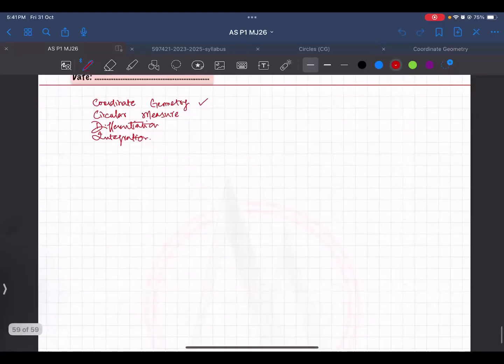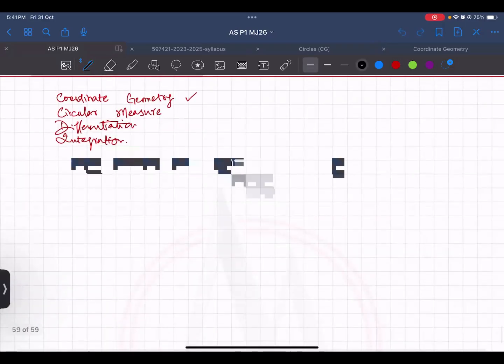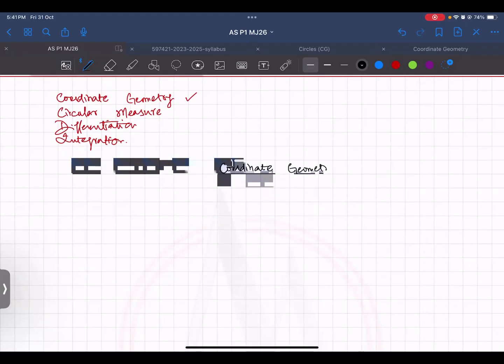Okay, so these are the four topics now left off for us, and we are going to start coordinate geometry today. And this coordinate geometry has two portions. One of the portions is the same as the one which you have studied in O levels in your IGCSEs. So we will revise that concisely, and then we will move on to the AS part.